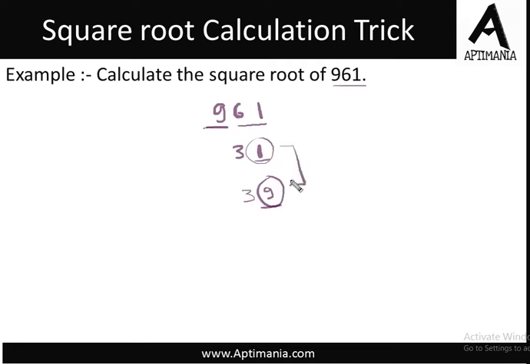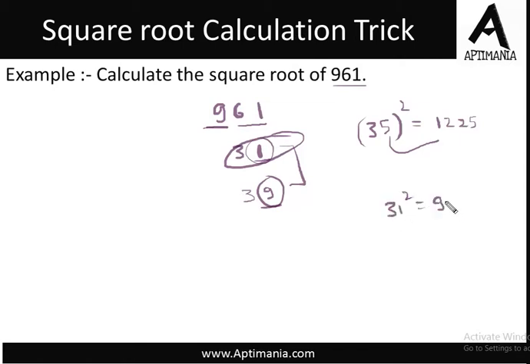Now how to decide between these two? For that, we will check the middle number. The middle number between 31 and 39 is 35. And the square of 35, we can calculate by using trig as well. Since the number is ending in 5, its square will end in 25. And 3 into 4 is 12. So the square of 35 is 1225. Now since 961 is less than 1225, it must be the square of a number which is less than 35. So our answer should be 31. So 31 square is 961.